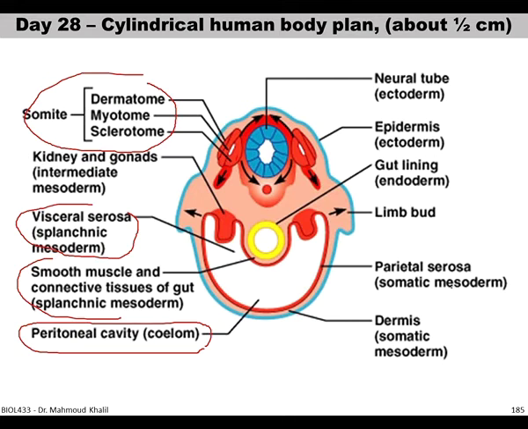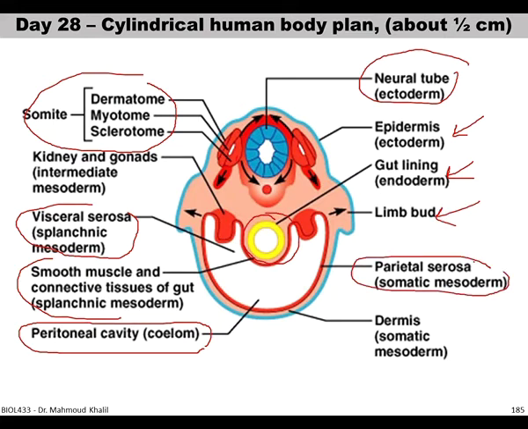You can see as well that the neural tube, which came from the ectoderm, is well developed, and the epidermis, which comes from the ectoderm as well, is well developed. The gut lining is now a complete tube, coming from the endoderm. The limb buds start to arise, and the parietal serosa coming from the somatic mesoderm is well developed. The dermis, coming from the somatic mesoderm, which will share in the structure of the skin, is well developed.